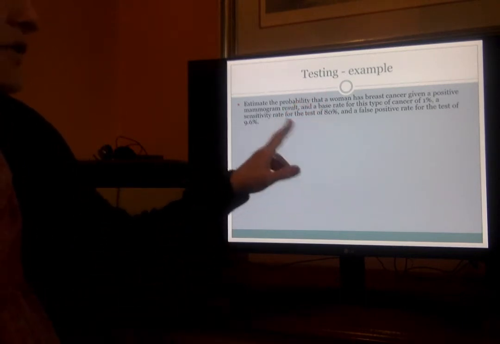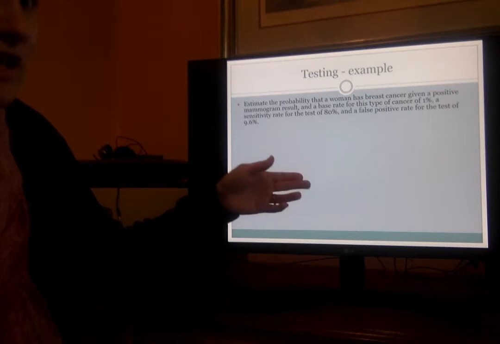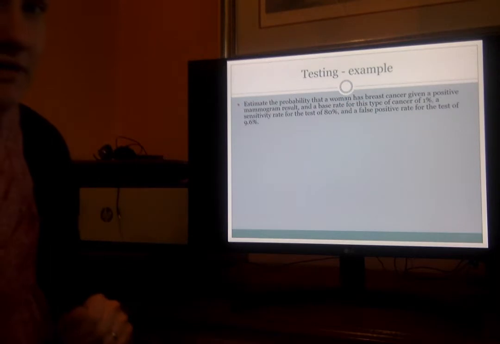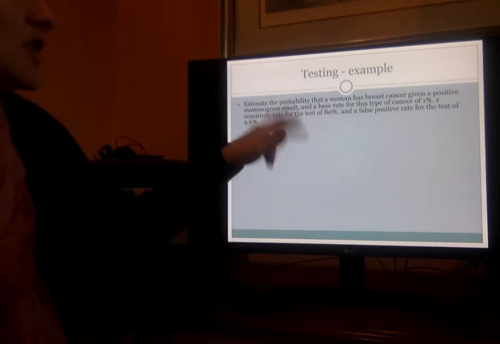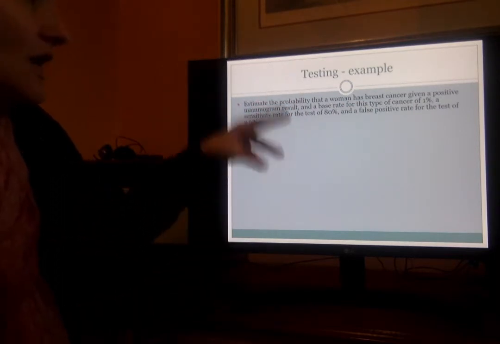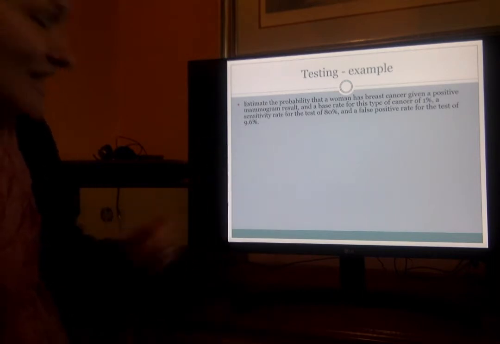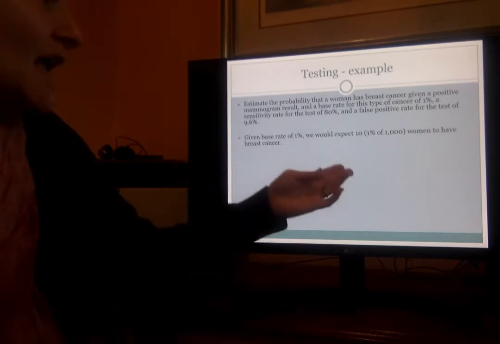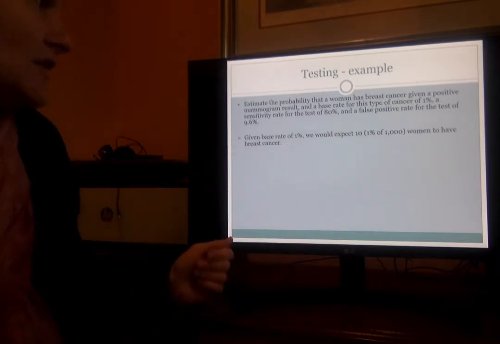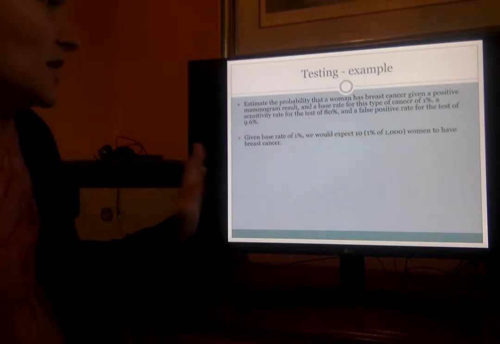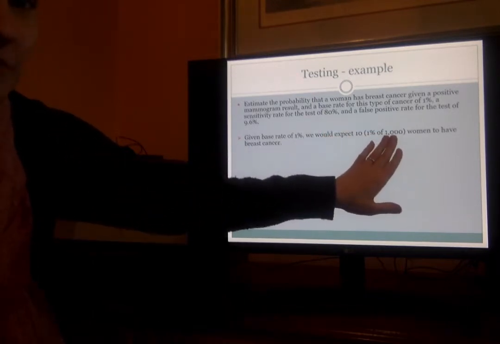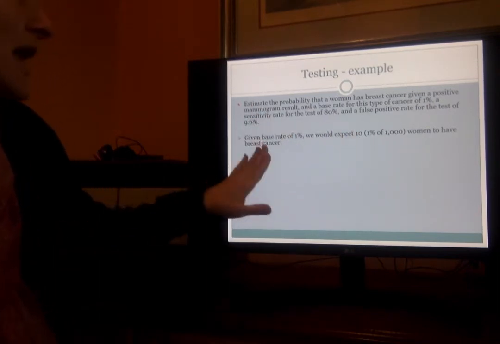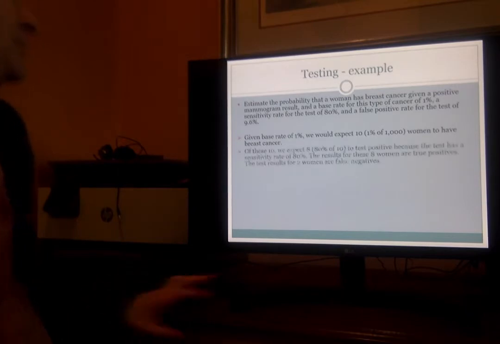So these are pretty standard things that you should know about any test that you're administered. What's the base rate, what's the sensitivity rate, and what's the false positive rate. When you have those pieces of information, you can plug in the other data and you can get the chances that your test result is accurate. Okay, so given a base rate of 1%, we would expect 10 out of 1,000 women to have breast cancer, because 1% of 1,000 is 10. We're going to deal with 1,000 women just for the sake of ease. So we would expect 10 of those women to actually have breast cancer.